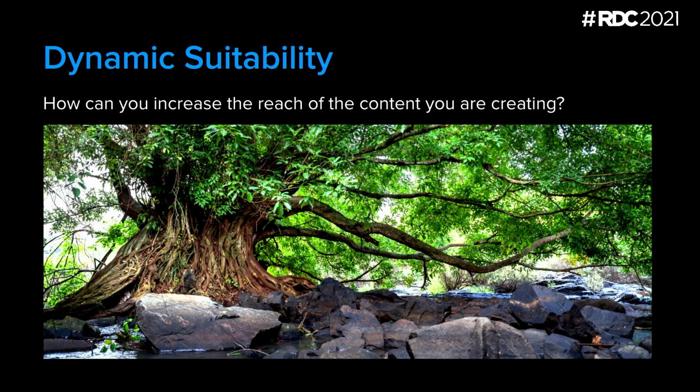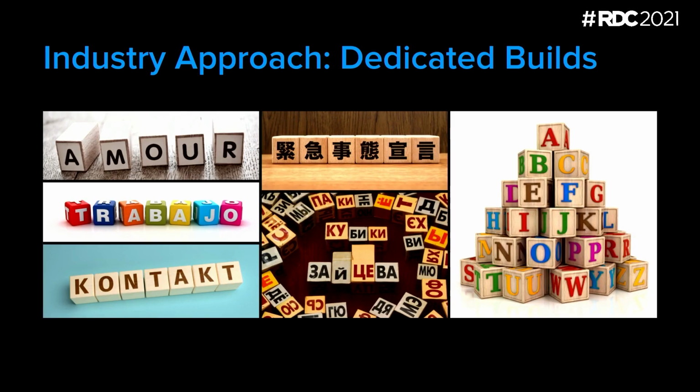So far we talked about content suitability, what it is, how it's determined, how it's used. Now the question is, what can you do to make your content suitable for more users? The industry approach is you would need to create a separate build for every region or every permutation of your experience that you want to have. It means that you need to either understand all the regional laws or hire somebody who does, and you'll need to maintain all these different builds.